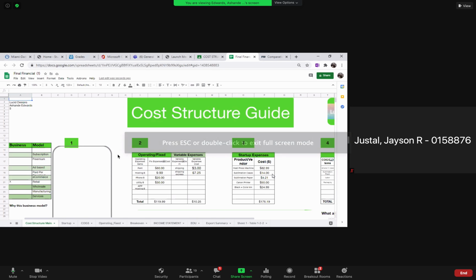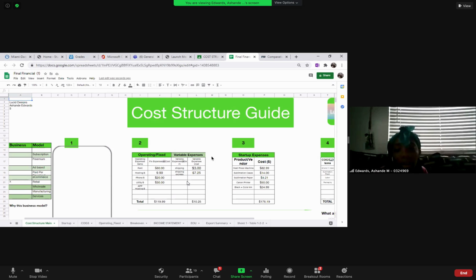Go ahead again. So the startup expense, operating expense, you said was $119.99, which covers the rent, domain, stuff like that. What about variable costs? My variable cost, all I put in was shipping and shipping express. So I did an average amount of how much it would cost, and I got 1025.